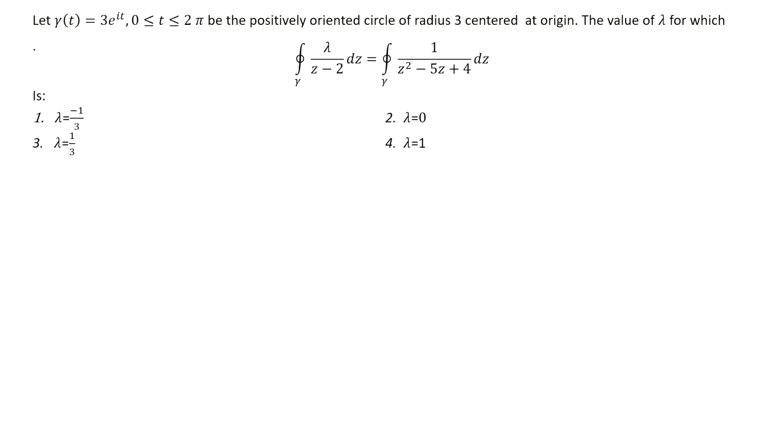Hello everybody. Today we are doing a question from complex analysis. Question is from CSIR NET December 2018. It's from part B, so 1 out of the 4 options is correct.